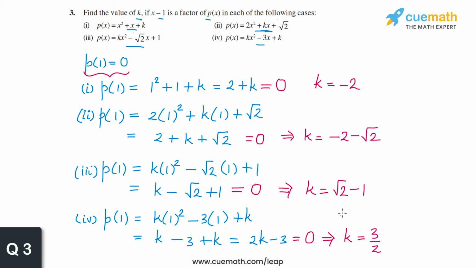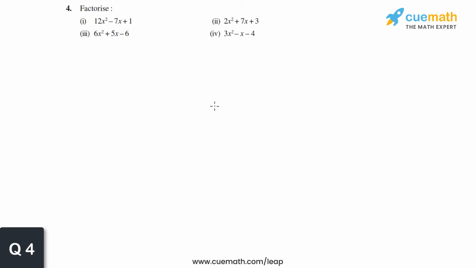Now let's go to question 4. In the fourth question, I have to factorize these 4 polynomials and all of them are quadratic polynomials. So the approach I'm going to take is to split the middle term. So let's start with the first part.